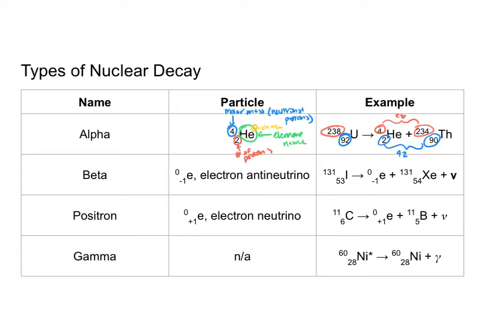Finally, we have gamma decay, and no particle is released in gamma decay. What happens is just that the nuclear stability of the atom, so the atom's nuclear configuration, is going to change, but it's not going to change the name of the atom, so it's not going to change the number of protons, and it's not going to change the number of neutrons. It's just going to release energy. So we have here nickel in an excited state, turning into nickel in a not excited state, and releasing a gamma particle. And you can see here, still our number of nucleons and our number of protons has stayed constant on both sides of our arrow.